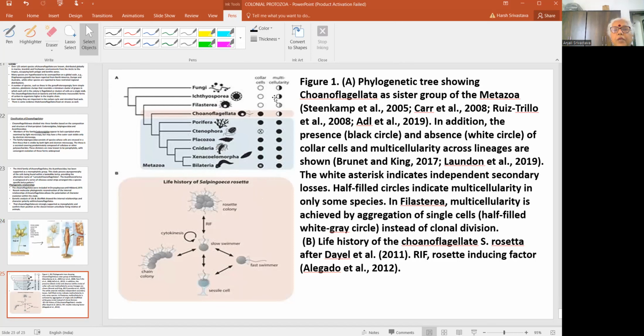If you go through this description, these circles, fully black, fully gray, then half gray, half white, part black, these conditions are showing the multicellularity and different cellular conditions of the individual. So with this ends the colonial protozoans.